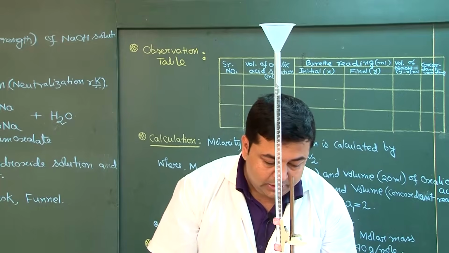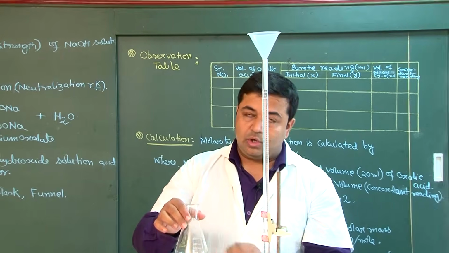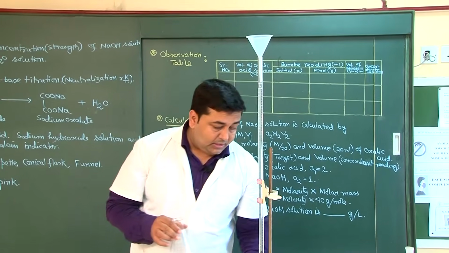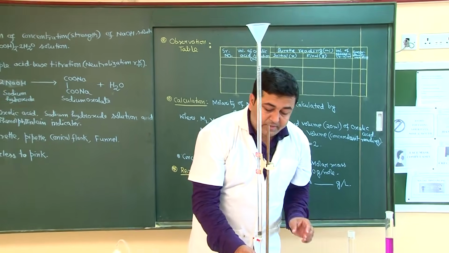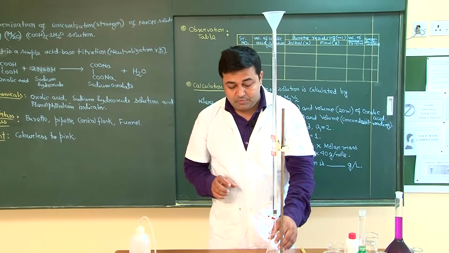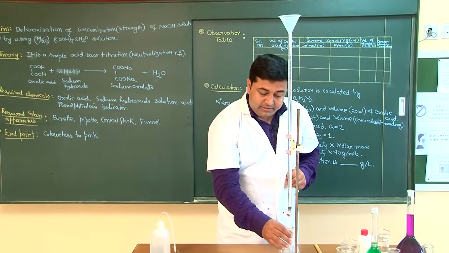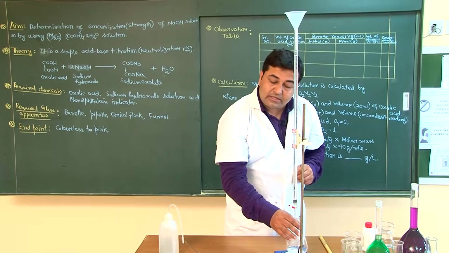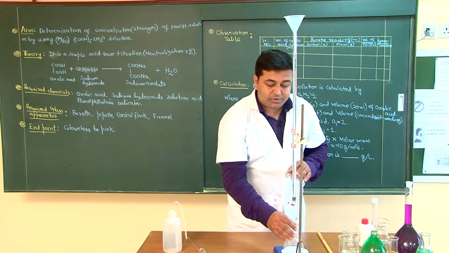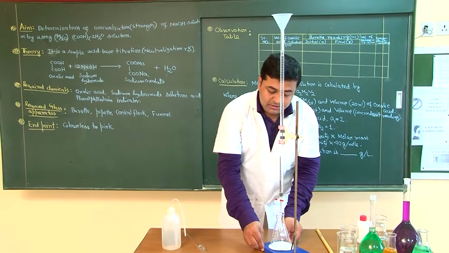So, now I will add sodium hydroxide from this burette into the oxalic acid. In the time of titration, using my left hand, I will control the knob of this burette and control the drops coming from this burette, and using my right hand, I will take this conical flask and continuously stir it to make the solution homogeneous. Now, student, I am adding sodium hydroxide solution into the oxalic acid.